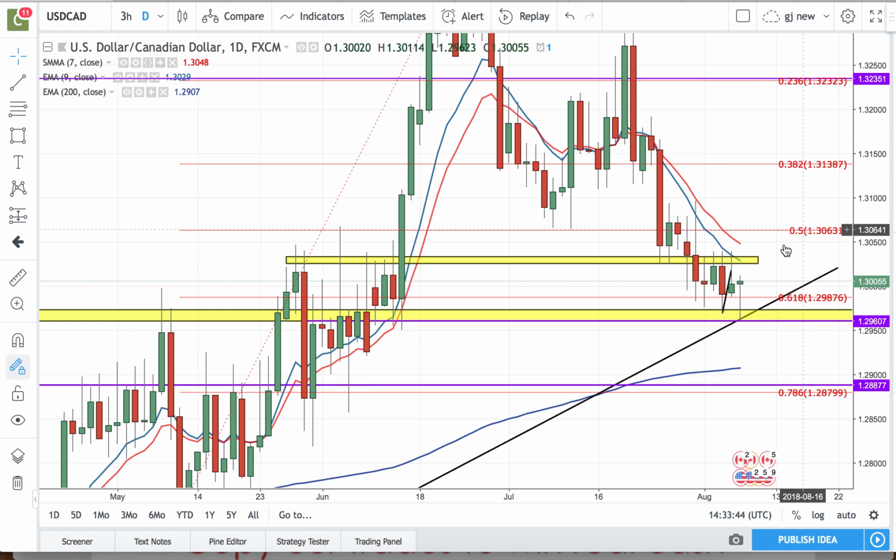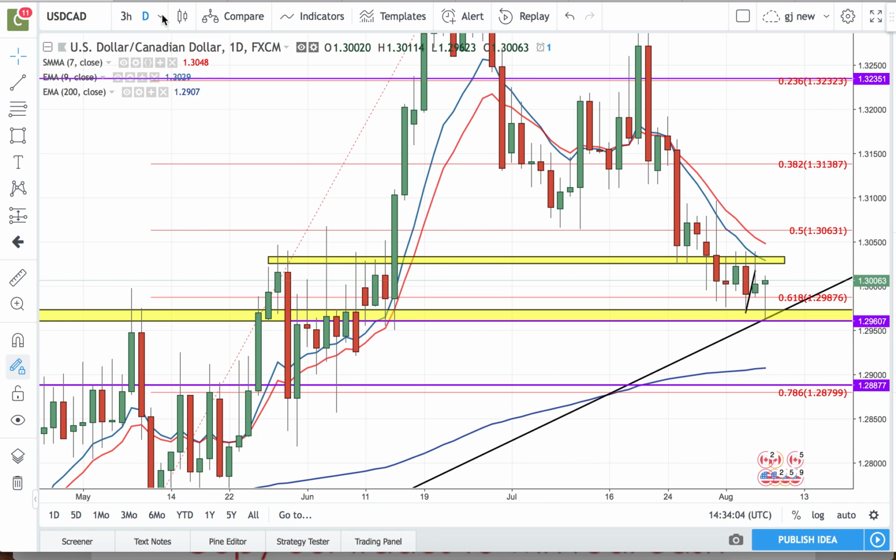So from here, in between the 0.5 and 61.8, and it looks to be rejecting from this trend line, what we would expect or hope for is a push to the upside. All of our analysis points to that. So what we would do is just look for extra confluences or extra reasons to get into that trade.